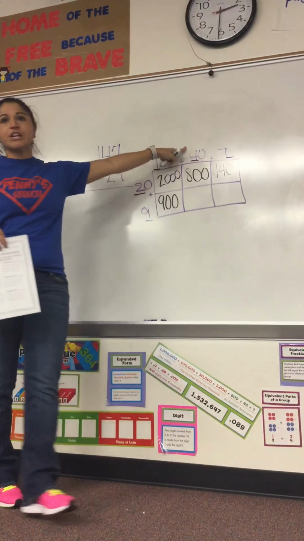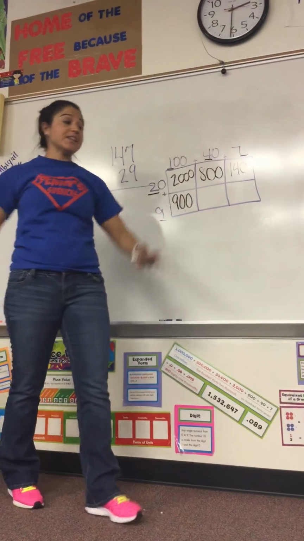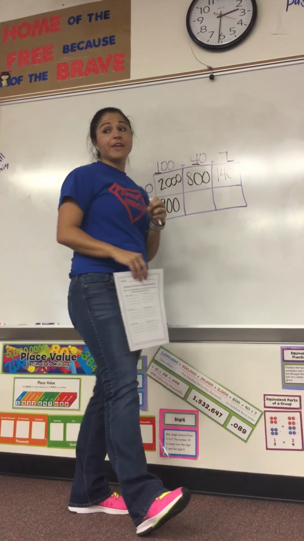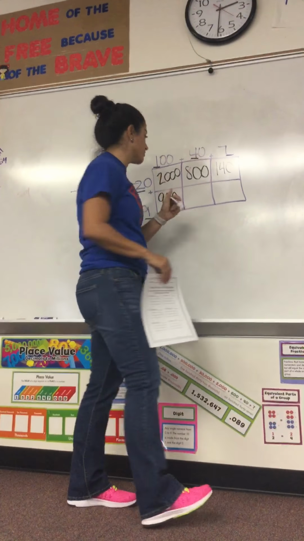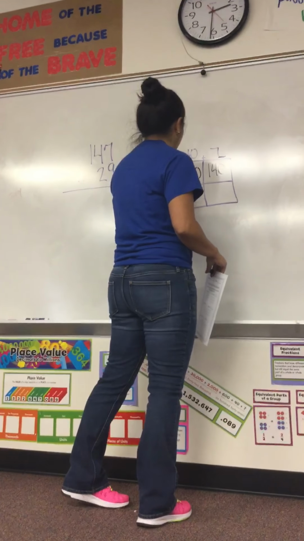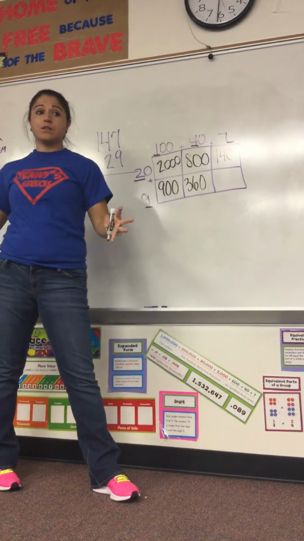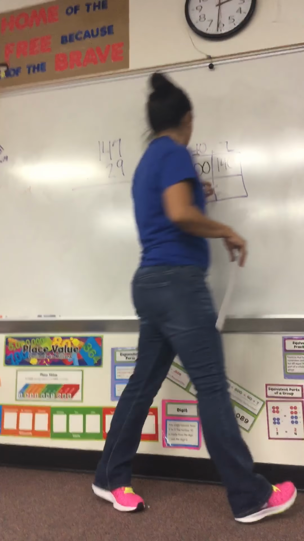9 times 4 is 36. Remember, we have to have our base multiplication facts. Got to be able to know those. So 36, I left off 1 zero. And 9 times 7 is 63.